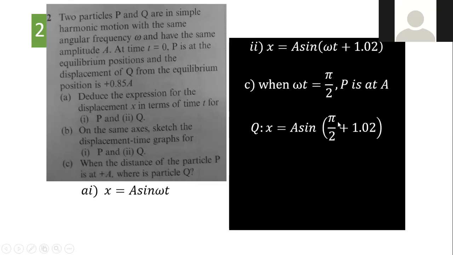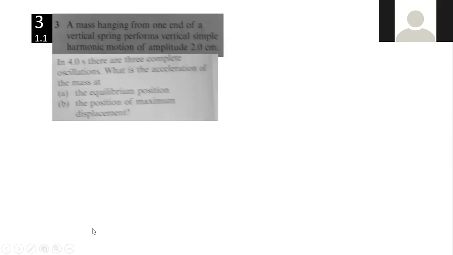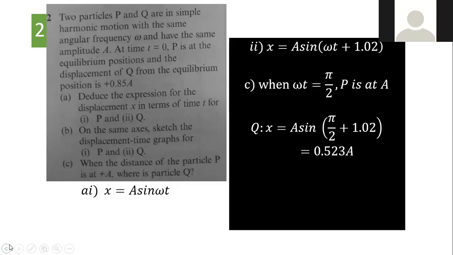And your Q is, right? Q, that's your equation. There's your omega T. Omega T is just that. And plus 1.02. Put your equation. Calculate out. Can or not? Any comment? Why is it not clear?